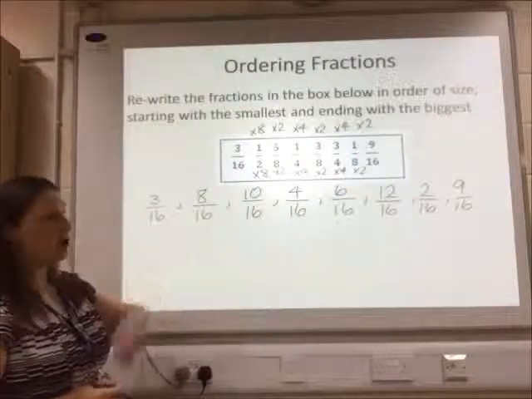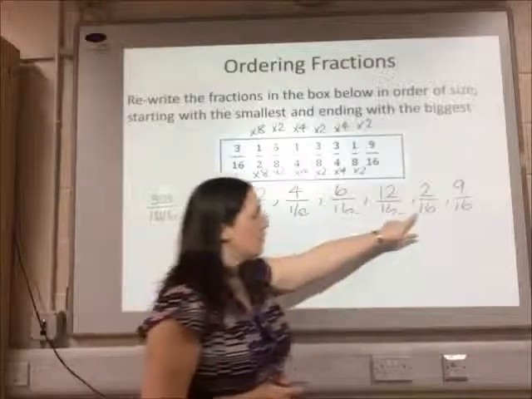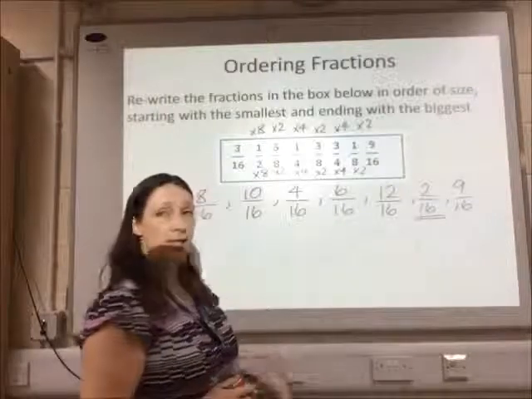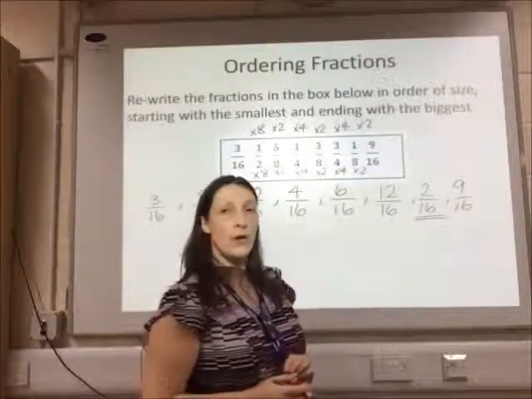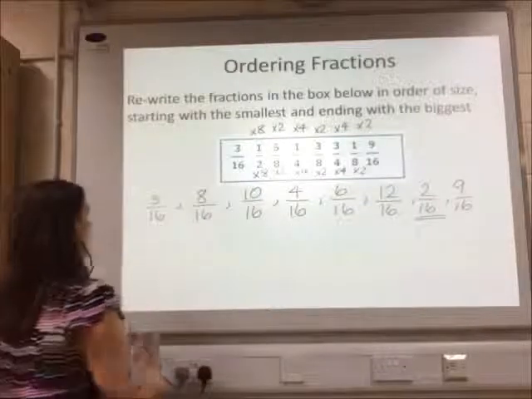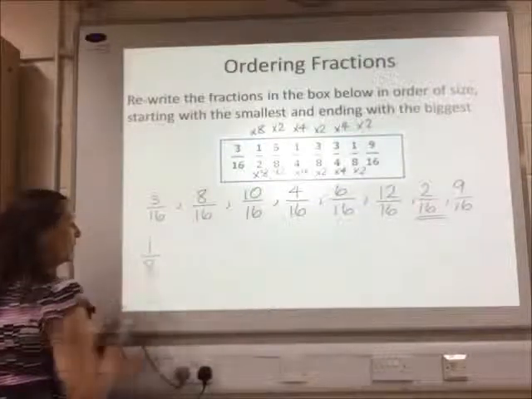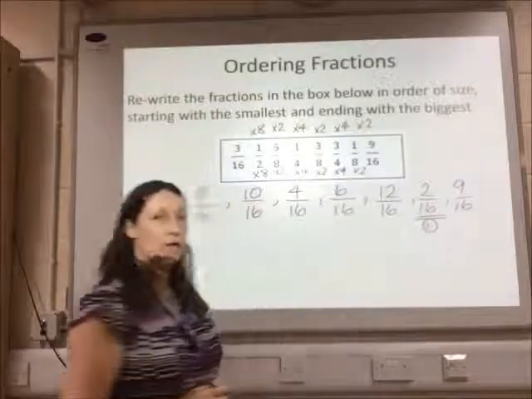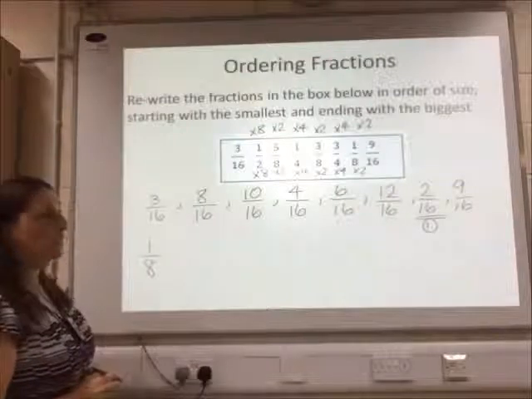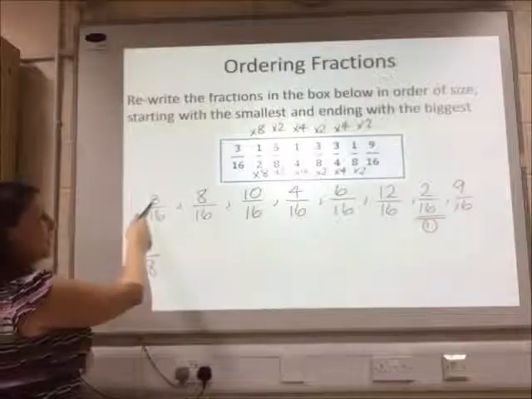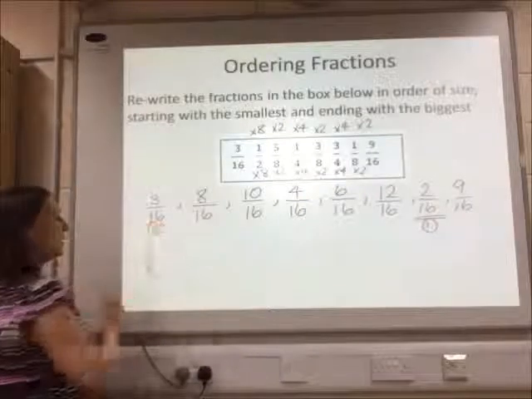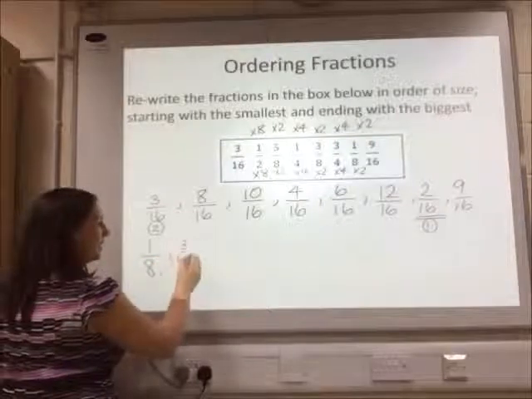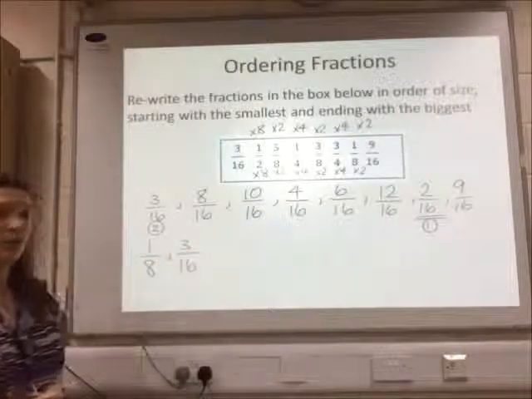If we look at the number at the top, the numerator, we can see that 2 over 16 is our smallest fraction. 2 over 16 was originally 1 over 8 in our first box. And so 1 over 8 becomes the first fraction in our list, as this is our smallest fraction. If we now look for the second smallest number on the top, this is here, the number 3. So this is our second fraction in the list. 3 over 16 began as 3 over 16, and so we leave that in its original form.